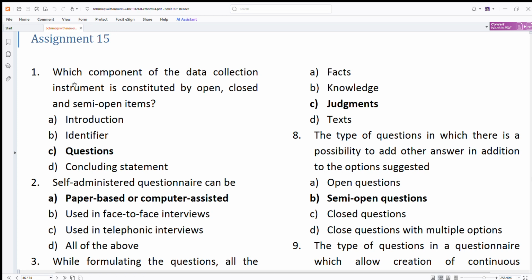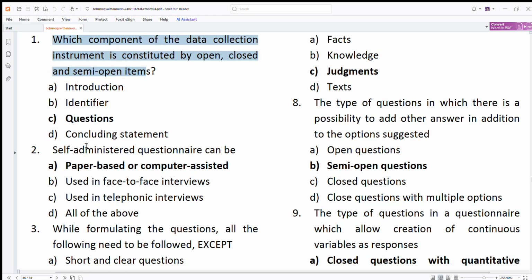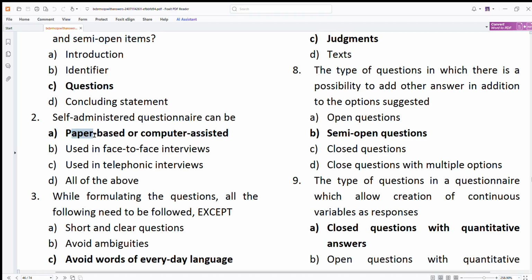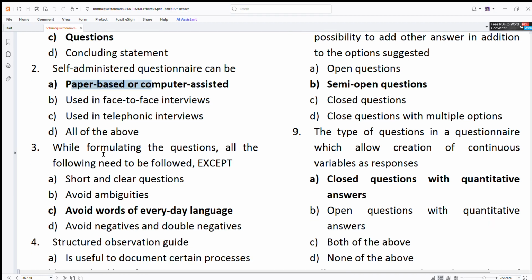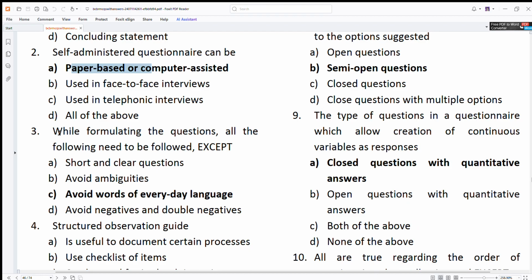Starting with assignment 15, which component of the data collection instrument is open, closed, and questions? Yeah, open-ended. Self-funded questionnaire, paper-based. Yeah, computer or computer-assisted. Yeah, because this is self-administered. That's why.